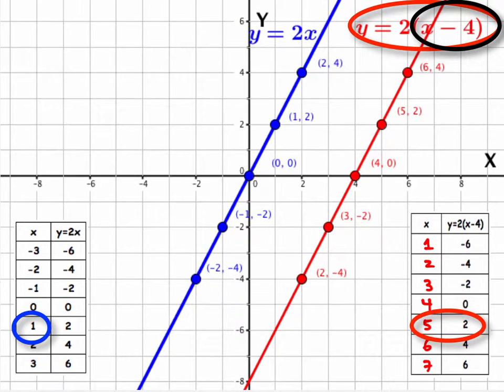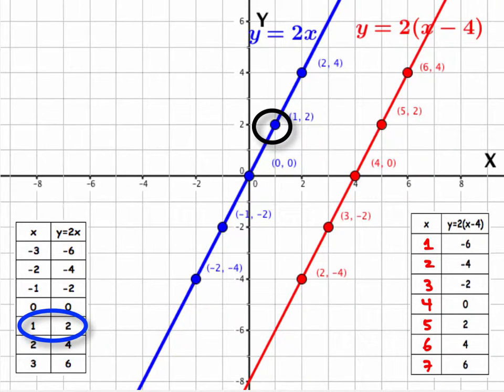Before, x had to be exactly 1 in order to make y 2, but now to make y 2, x has to be 4 bigger. x has to be 5. For the exact same y value, the x value had to be 4 larger. And that's why this point (1, 2) moved 4 units to the right over to (5, 2).